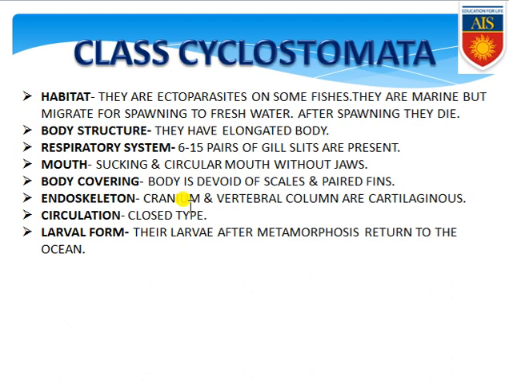Body structure, they have an elongated body like other specific organisms which are also present among invertebrates. Respiratory system, 6 to 15 pairs of gill slits are present. Mouth, that is a suctorial mouth part, that means with this mouth part they can suck the nourishment. They also have a circular mouth without jaw, so for that reason it is very much easier for them to suck the nutrients from the fish's body on which it is present. Body covering, obviously their body is devoid of scales and paired fins. That means their body is not covered by any scale, not covered by any fin.